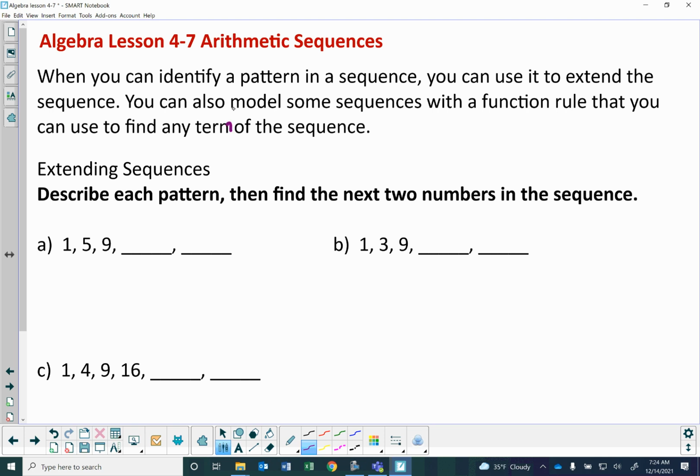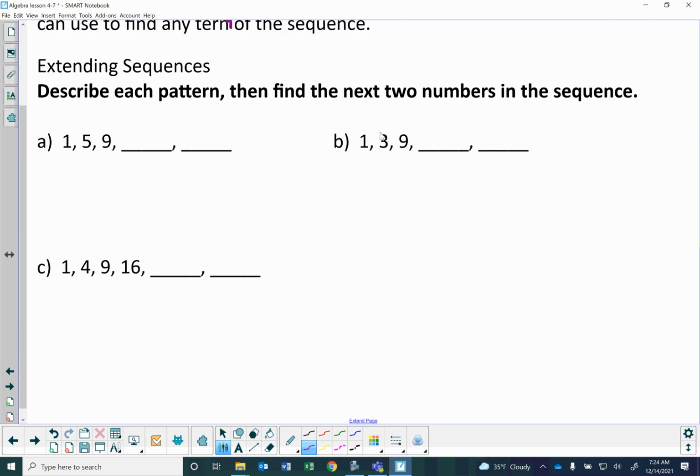All right, let's describe each pattern and find the next 2 numbers in the sequence. I have 1, then 5, and then 9. So we're going to start with 1, and to get to 5, we're going to add 4. From 5 to 9, we're going to add 4. So if this keeps up, 9 plus 4 is 13, and 13 plus 4 is 17. So to describe the pattern, we're going to start with 1 and add 4 consecutively, or add 4 repeatedly.